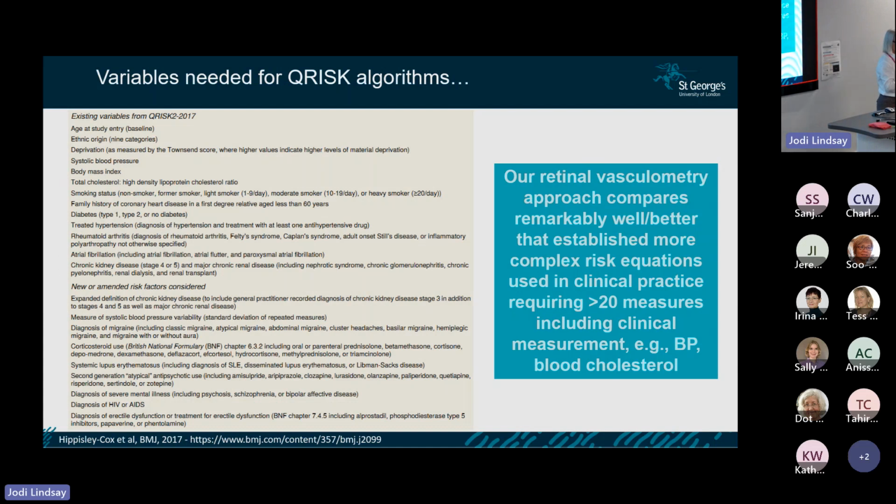If, however, you're going to do QRisk, it can get quite complicated if you choose to populate all the items in a QRisk algorithm. There are over 20 items, measuring not just blood pressure and blood lipid levels. But ours is totally non-invasive, just an image and a few questions.